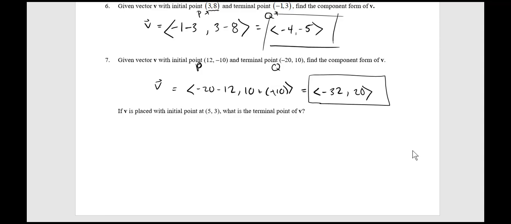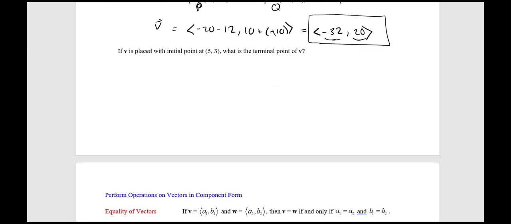Oh, that's a pretty neat problem. So let's figure this out. We're thinking of taking the point 5, 3 as our initial point p and saying somewhere else out here is our terminal point q. Maybe I'll put it over here. And we know that the vector from p to q better be this vector v, this guy.